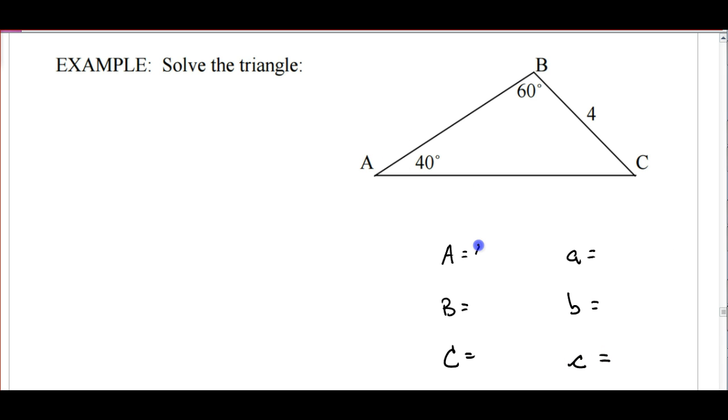I know angle A is 40 degrees. I know angle B is 60 degrees. And I know side a, this is side a because it's opposite angle A. This would be side b because it's opposite angle B. And then this would be side c. So I know that side a is equal to 4.